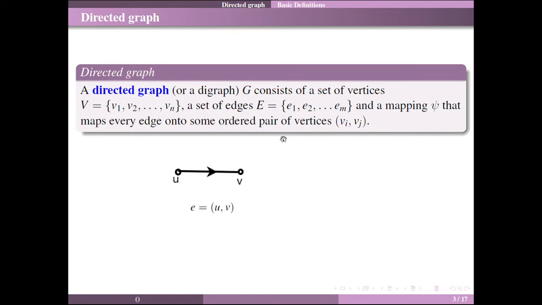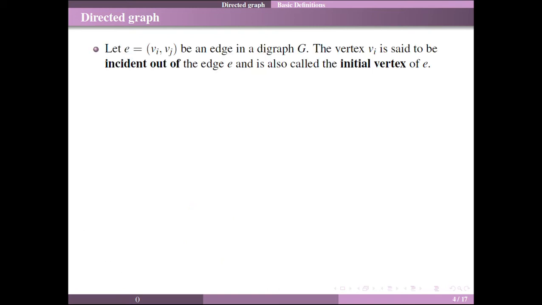For example, if we say that edge E is equal to U, V in a directed graph, it means it is an edge from U to V. So here the direction is oriented towards V. Similarly, if we say that edge E is equal to V, U in a directed graph, it means the edge is oriented towards U. So it is an edge from V to U. A digraph is also called an oriented graph.